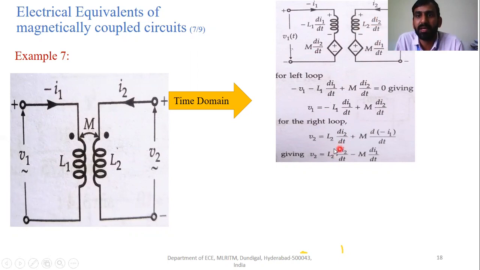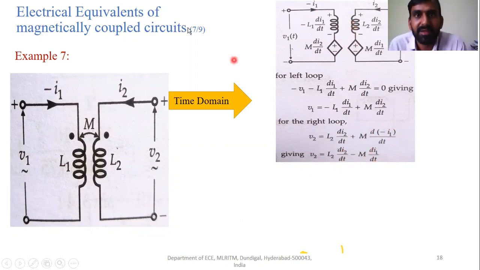L2 di2 by dt. The self-inductance term, that is the voltage drop across this L2, is L2 di2 by dt plus m into d of minus I1. Here it is minus I1. Is it clear? It is minus I1 divided by dt. So V2 is equal to L2 di2 by dt minus m di1 by dt.